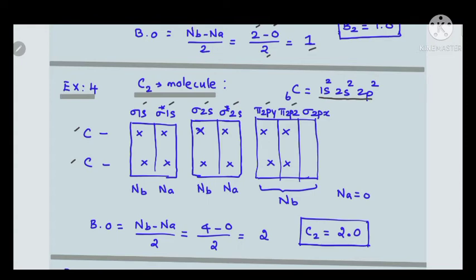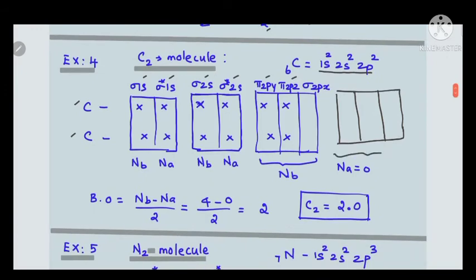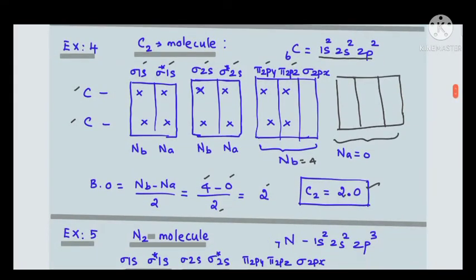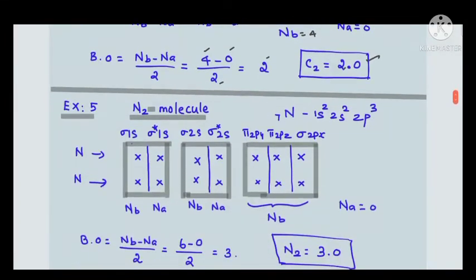In the carbon molecule the anti-bonding molecular orbitals will be empty. The pi star and sigma star orbitals do not have any electron at all. Now the outermost orbital electron count Nb is equal to 4. I substitute in the formula, Nb is 4 minus Na 0, divided by 2, so I am getting 2. Therefore the carbon molecule bond order is 2. So for the first 3 molecules, hydrogen, lithium and boron, the bond order is 1, and for carbon we are getting 2. The next example is nitrogen.